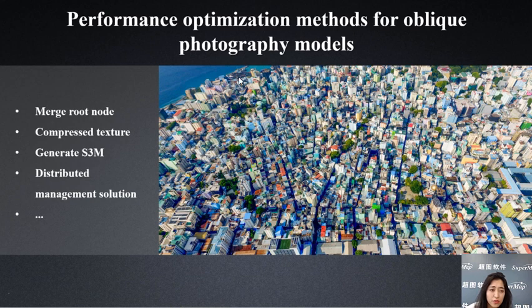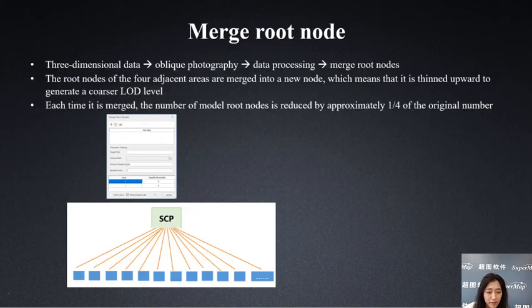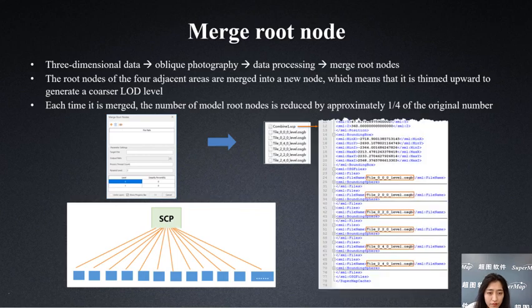So how to optimize the oblique photographic data? We have these functions: merge root node, compress the texture, generate the S3M data file, and the distributed management solution. So let's look at these respectively. First is merge root node. This function is in the 3D data, oblique photography, data processing, and there is the function of merge root nodes. You can find it in your SuperMap Desktop.